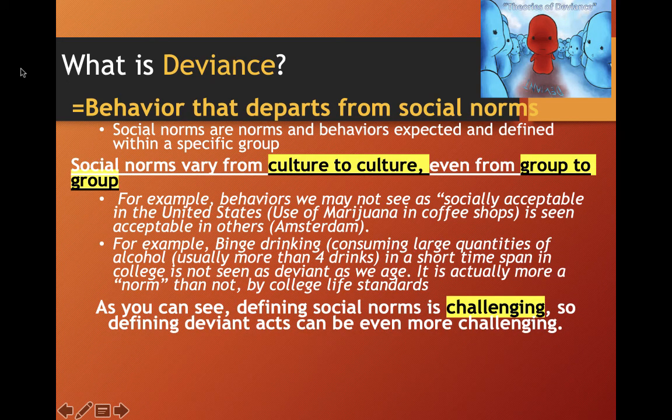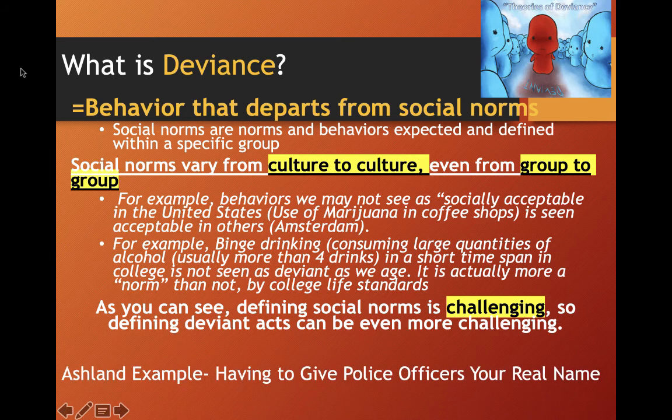All right, I've given a couple examples as far as what is socially acceptable and how, again, those change not only culture to culture, but group to group. So you can review both of those examples. And social norms not only are difficult because they vary, but it's very challenging to define what a deviant act is. Again, because we all have different morals and ethics and values, as well as social norms.